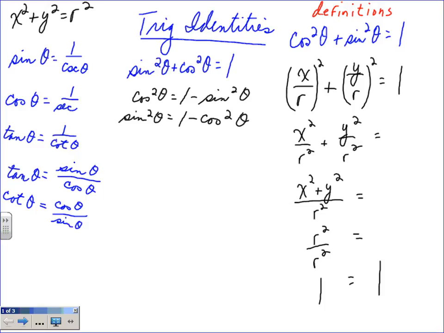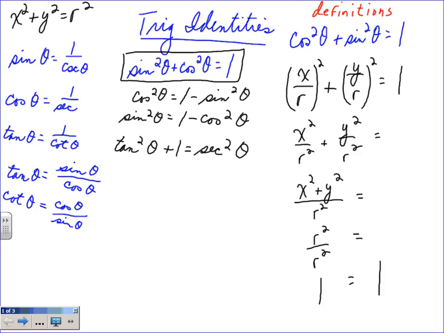There are 3 Pythagorean identities. Here's one. You've got the one plus two other derivations of that. The other one, tangent squared theta plus 1 is equal to secant squared theta. That's another one.